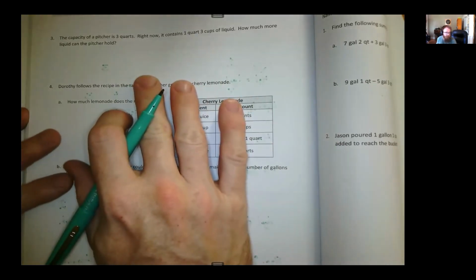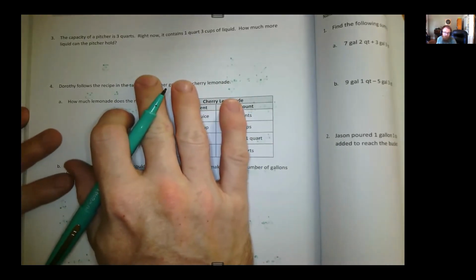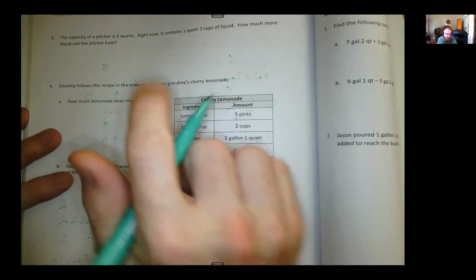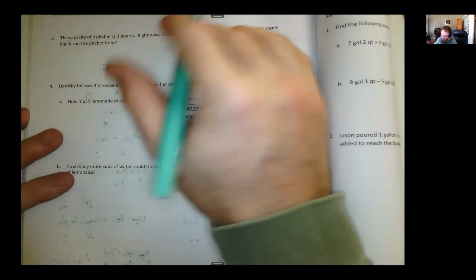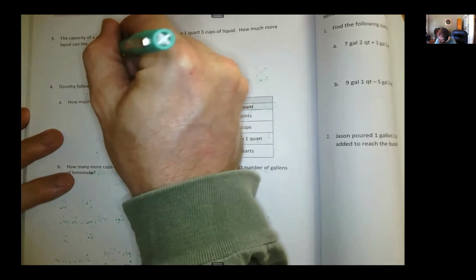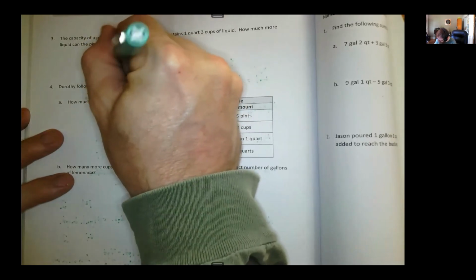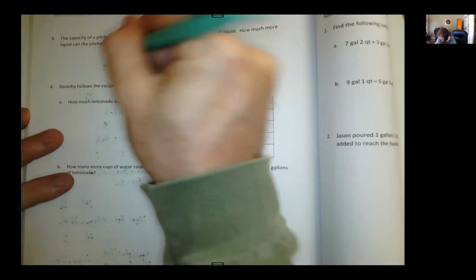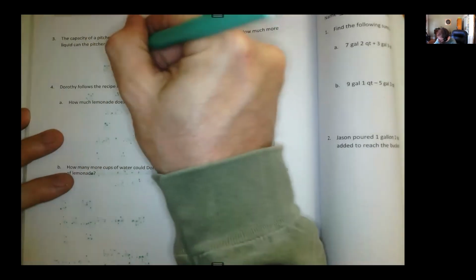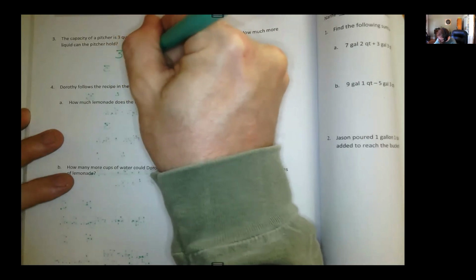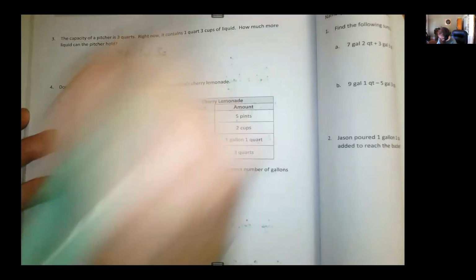The capacity of a pitcher is 3 quarts. Right now, it contains 1 quart and 3 cups of liquid. How much more liquid can the pitcher hold? So if we write this as a subtraction sentence, we have 3 quarts minus 1 quart, 3 cups.